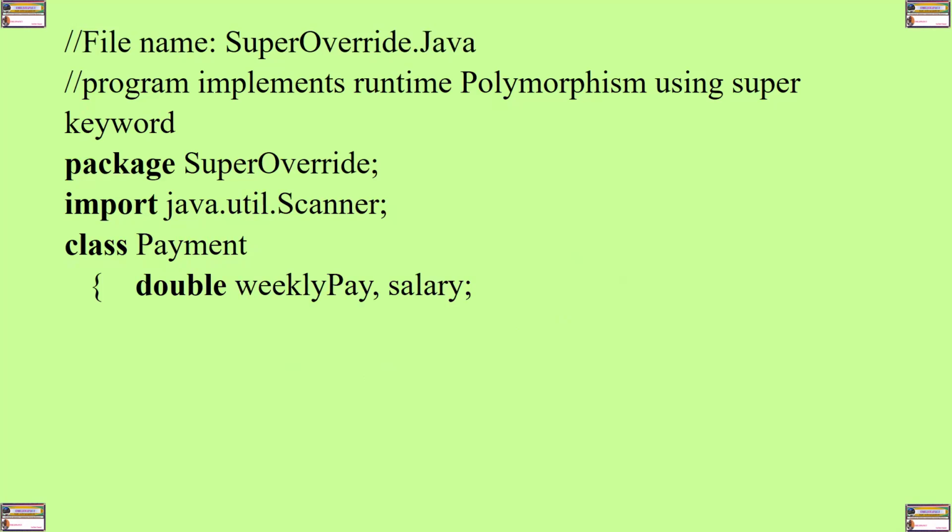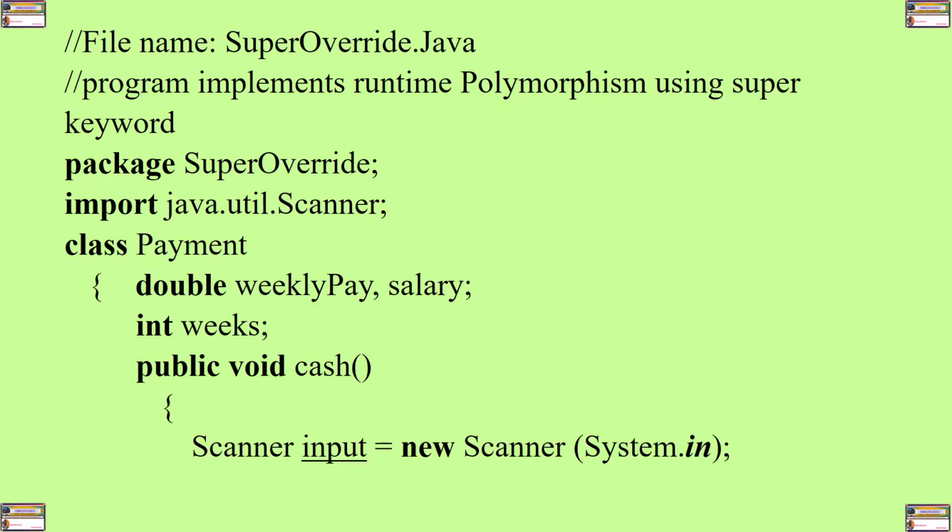Then we have the definition of our first class, which is class payment. Now this class called payment has the following members. It has one data member called weekly pay and another one called salary, which are of type double, and another one called weeks, which is of type integer. Then we also have the methods. The first method here under class payment is cash. This cash method has an object for controlling the input, which is of type Scanner.